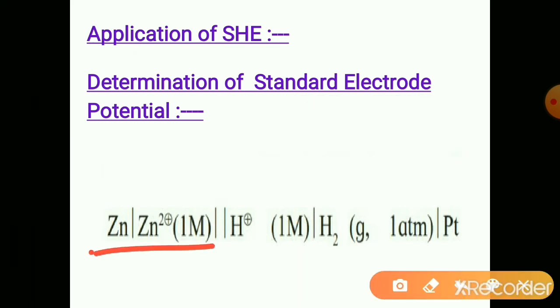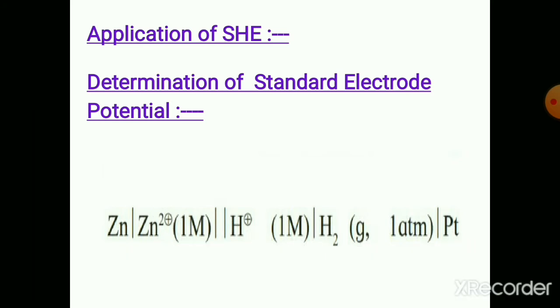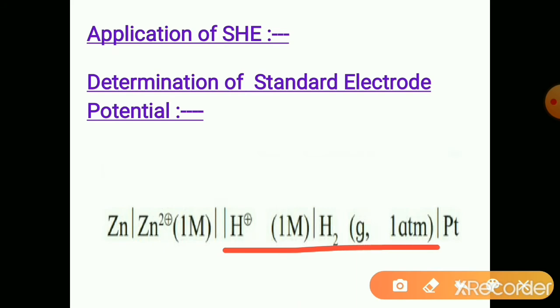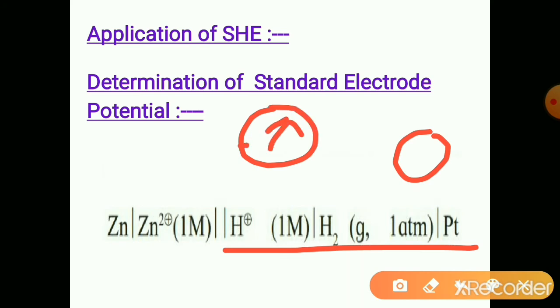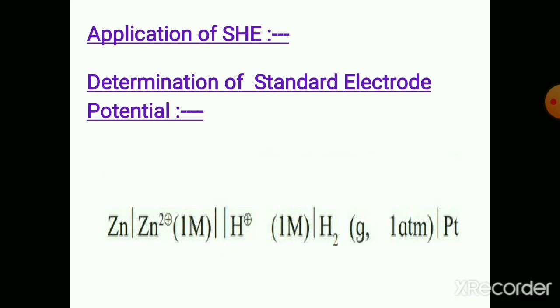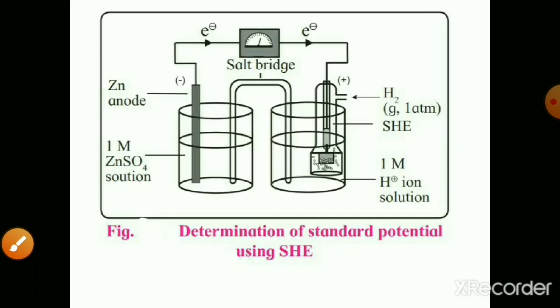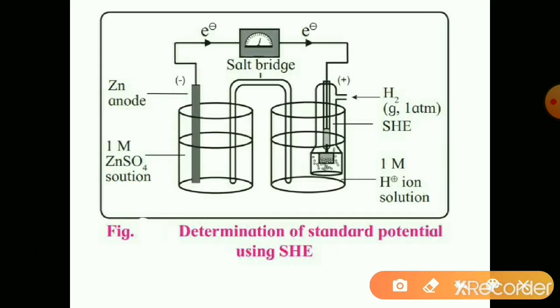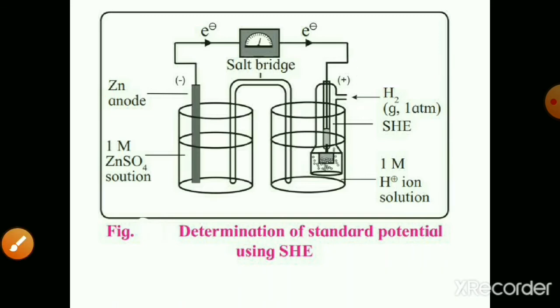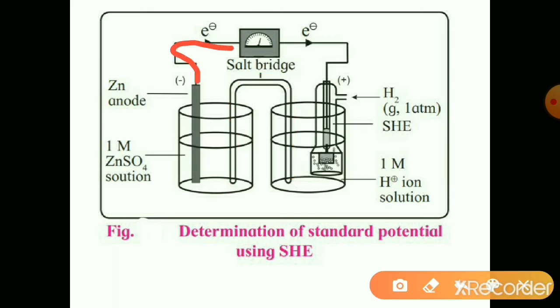See here, the zinc half is connected with this SHE, the standard hydrogen electrode, whose potential is arbitrarily taken as 0. Whatever cell potential we read is the potential of this electrode only. This is the zinc half, and this is the standard hydrogen electrode. Both are connected internally with the salt bridge and externally connected with a wire through the voltmeter.